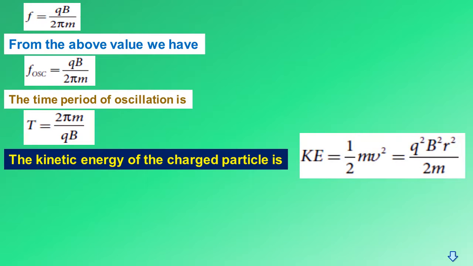KE is equal to, remember, the kinetic energy of the charged particle which moves around the D1 and D2 and finally hits the target. KE is equal to 1 by 2 mv square, which is equal to, when we substitute the values instead of m and v square, we get q square B square r square divided by 2m.